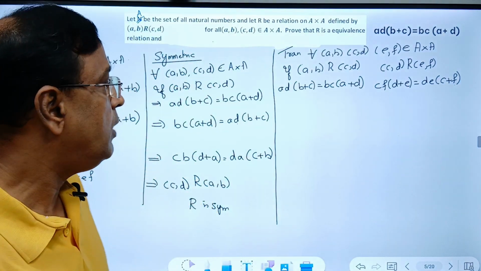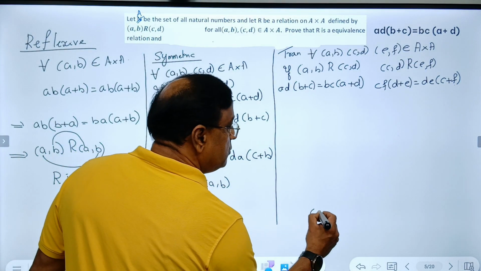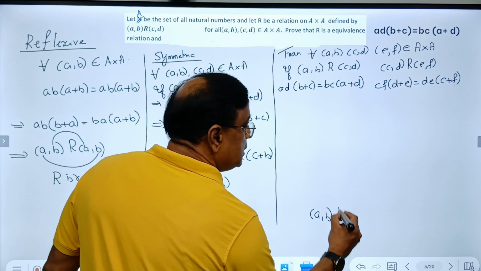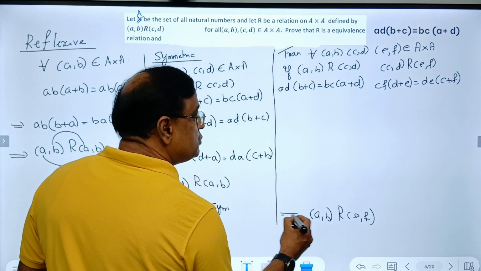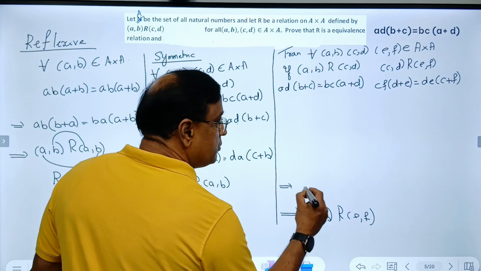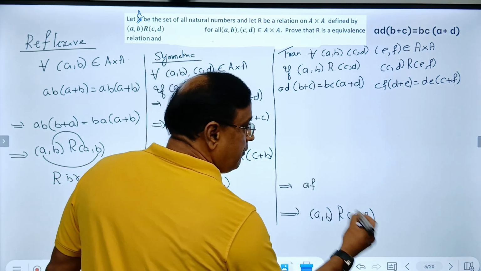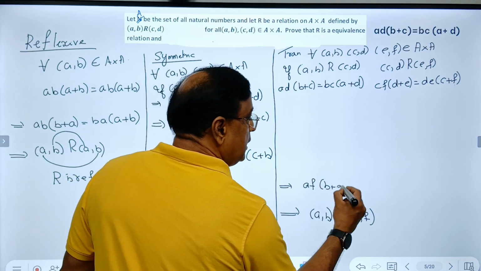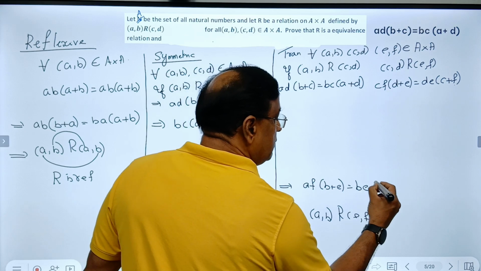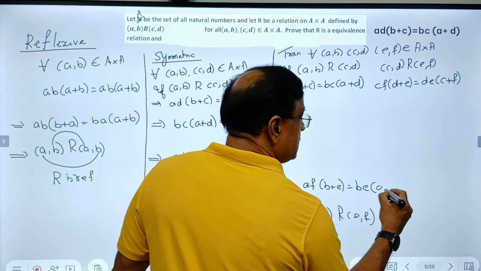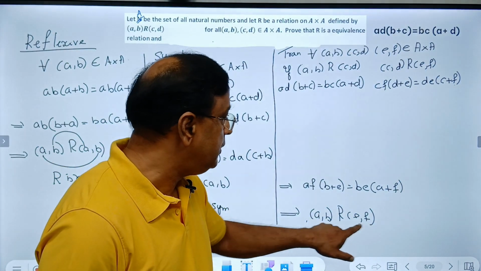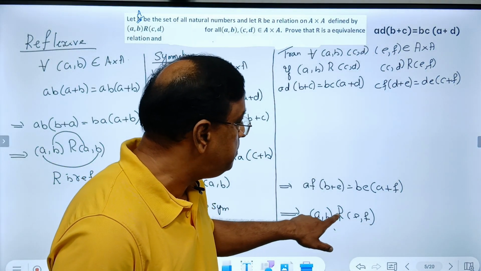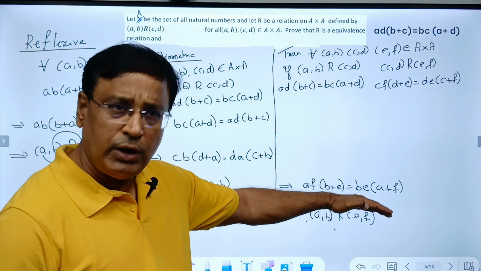Perfect. Now what I wanted to prove? I wanted to prove that (A, B) is related to (E, F). If I want to prove this, what I should have proved? I should have proved that AF into (B plus E) equal to BE into (A plus F), correct? This is what I should have proved.